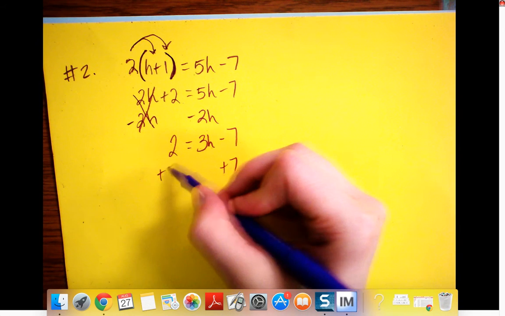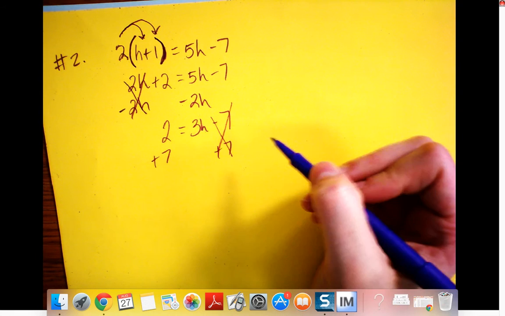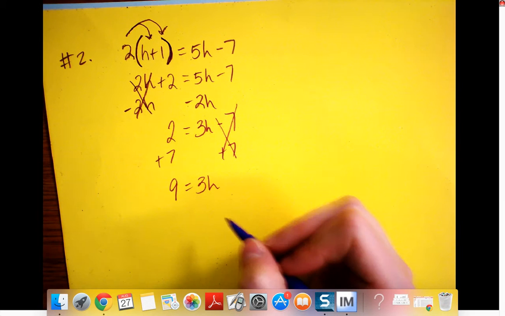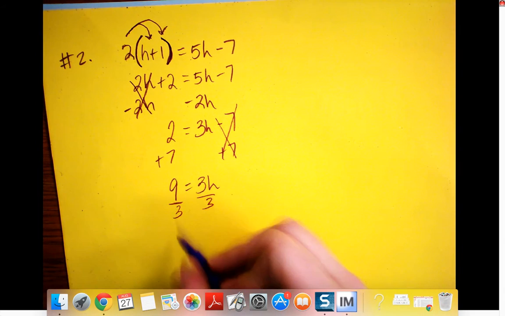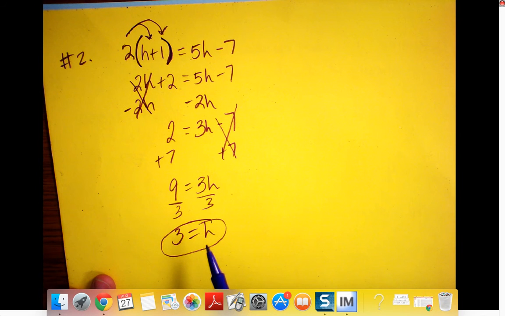We're still trying to isolate the h, so that's why we add the 7 to both sides. We're getting closer and closer to getting h all alone. And after you divide by 3, 3 equals h. Now, since we have just one answer for this equation, where your variable equals one number, you're going to take the 3 and substitute that back into the original equation.